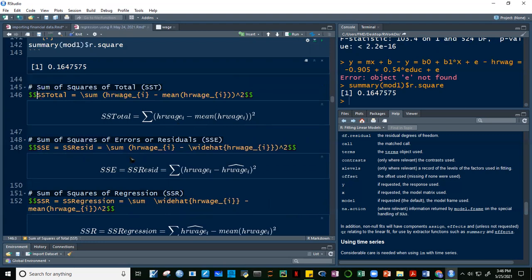Ito, dolinagay na natin, SST. Okay, first, SST, no? Sum of the squares total. Now, anong ginagawa natin dito? Si hourly wage, ima-minus natin sa average na hourly wage, no? Hourly wage minus average ni hourly wage. And then isa-sum up natin. So i-perform nga natin to.